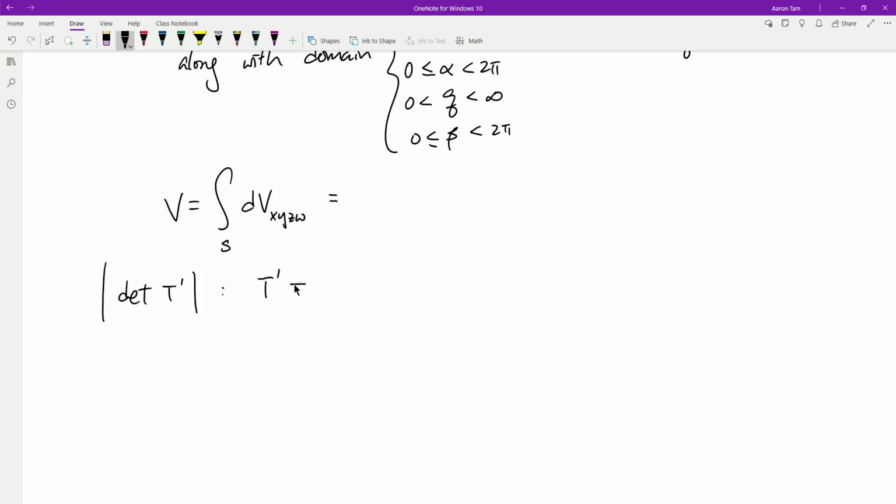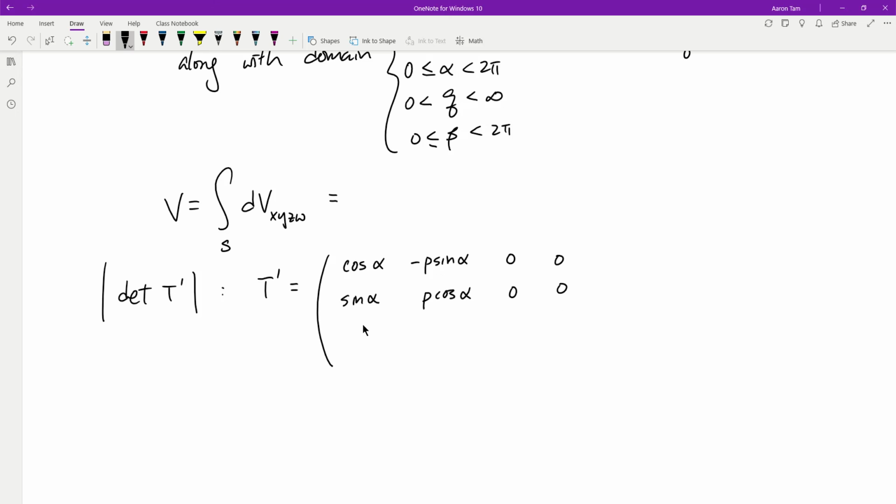So let's see, what is T prime? T prime is actually a 4x4 matrix. It might sound complicated, but it's actually pretty easy. If I take the derivative of P, I get cosine alpha. With respect to alpha, I get negative P sine alpha. But with respect to Q, it would just be 0, and with respect to beta, it would just be 0. For the second coordinate, the derivative with respect to P gives sine alpha, and with respect to alpha gives P cosine alpha. And once again, there's no Q or beta.